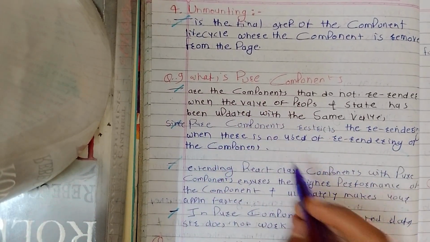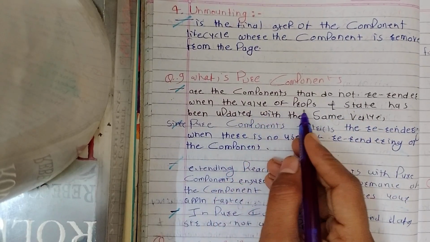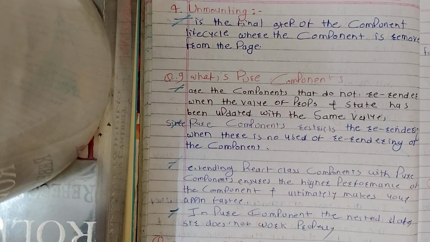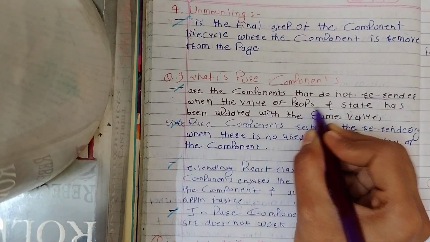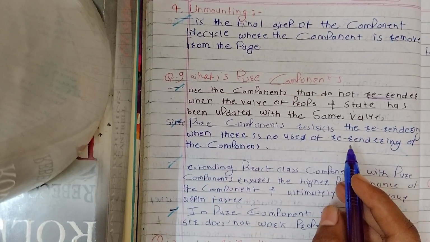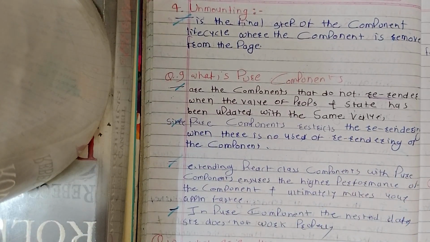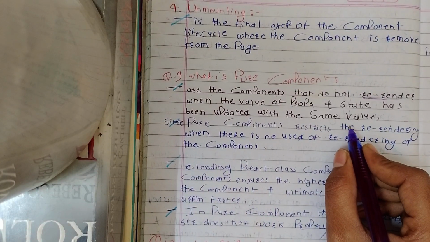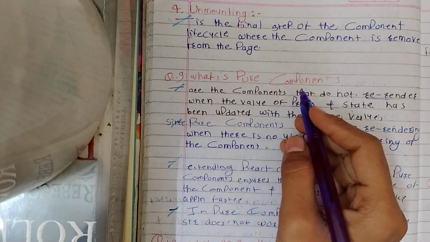The next concept is the pure component. Pure components do not re-render when the values of props and state are updated with the same values. So what does a pure component mean? It means the component will not re-render when the props and state are updated with the same values, like if we pass props a and b, with a storing 2 and b storing 3. With the same values, it doesn't update, so the component is known as a pure component.